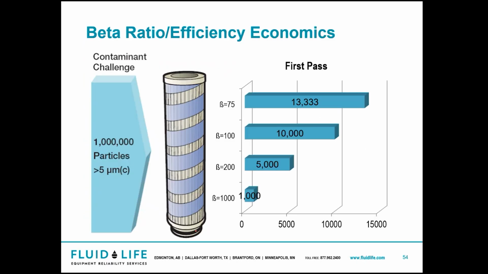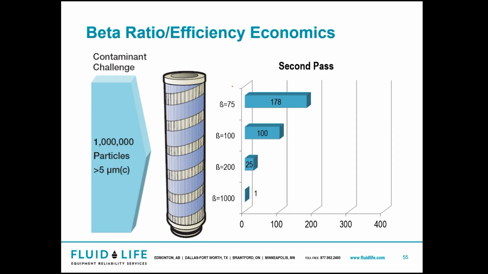So why don't we just, for the sake of it, add the automotive filter at 50% on there, right? So we go from 1 million particles we're starting with. Now, how about we go through a second pass here? Now that beta 1000 is down to 1 particle, that beta 75 is down to 178, and our beta 50, our nominal filter, that's 50%, is going to be down to 500,000 particles.